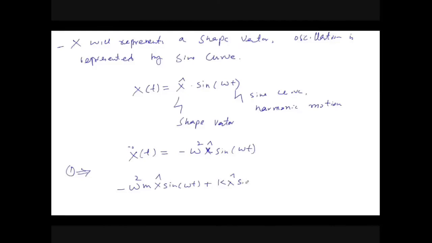Now in this equation, if we divide both the sides by sine omega t, you are left with k minus omega square m, multiplied with the x vector, is equal to 0. So this is the main equation, and this equation represents a classical eigenvalue problem.